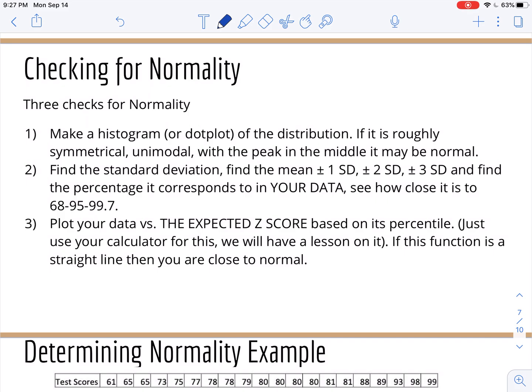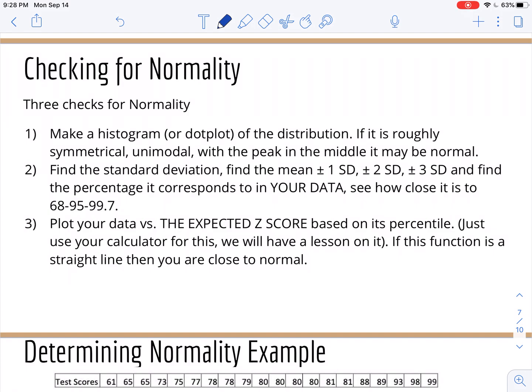Plot your data versus the expected z-score based on its percentile. So you look at your data, you figure out what the percentile of that data is, you find its actual percentile, and then you plug that data point in based off what the expected z-score should be in a normal distribution if that is the percentile for that data point. We're not going to do this by hand. Never do this by hand. Always use a graphing utility for this. I will show you how to do this on your TI-83 calculator in class.